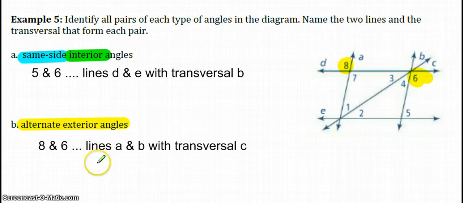So then if we look at alternate exterior angles, we can look at the transversal C and have the exterior of the line pair A and B.